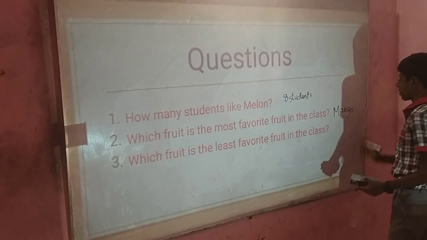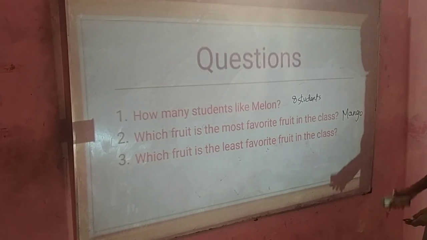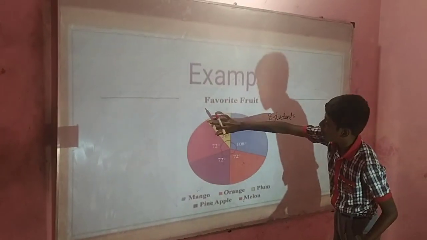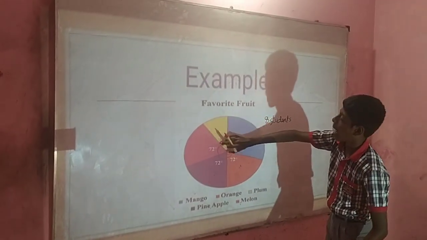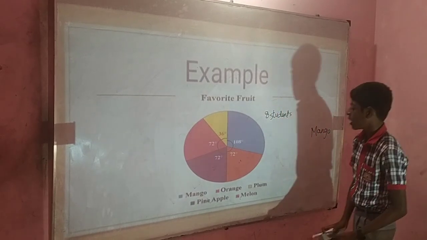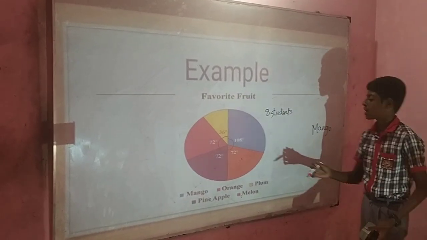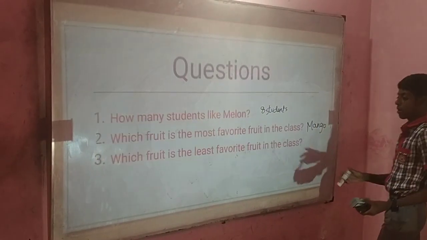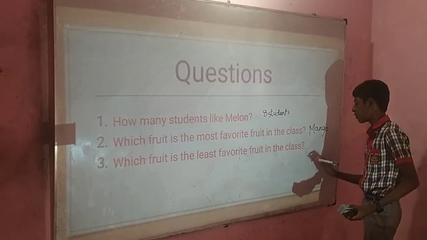So which fruit is the least favorite fruit in the class? Plum. Plum only covers a small amount of angles in the pie chart. So we can say that only a few students like plum. So plum is the least favorite fruit in the class.